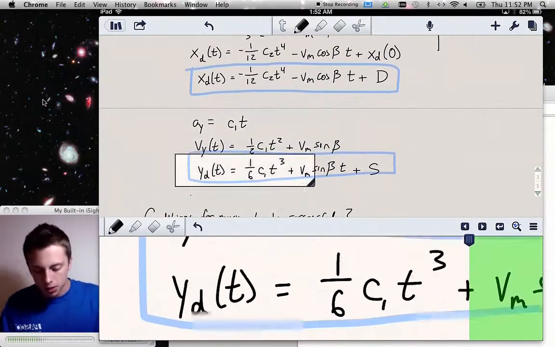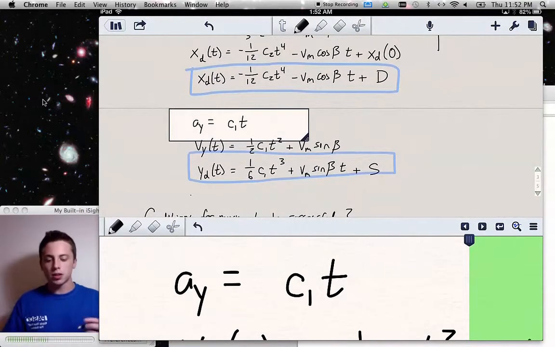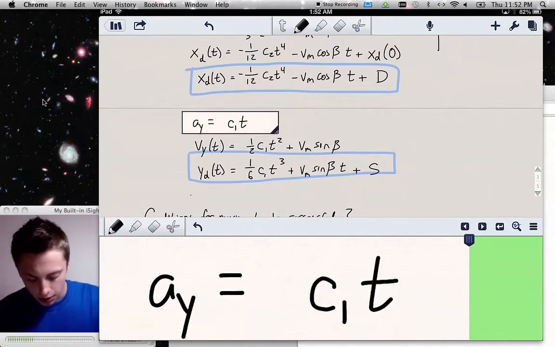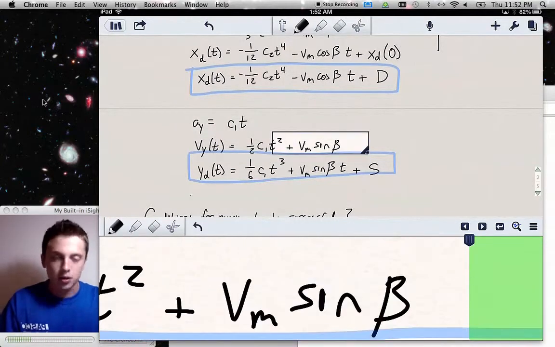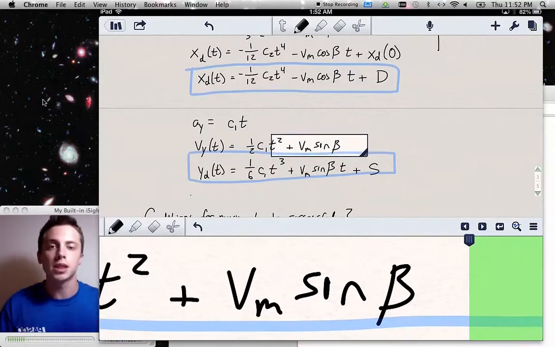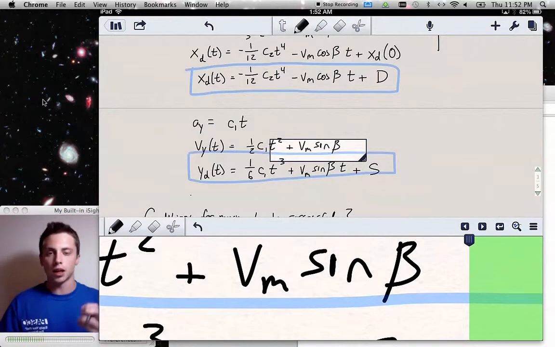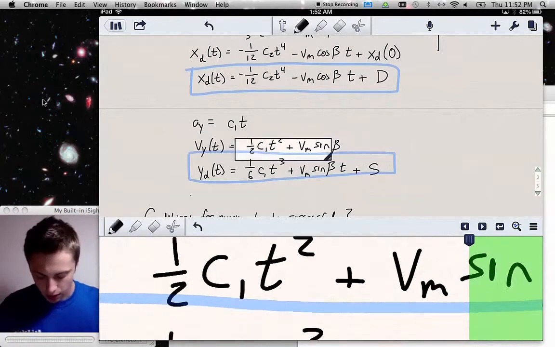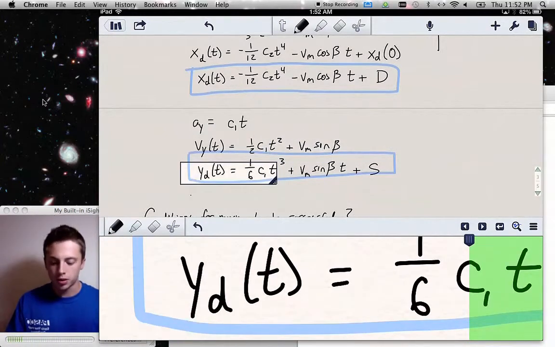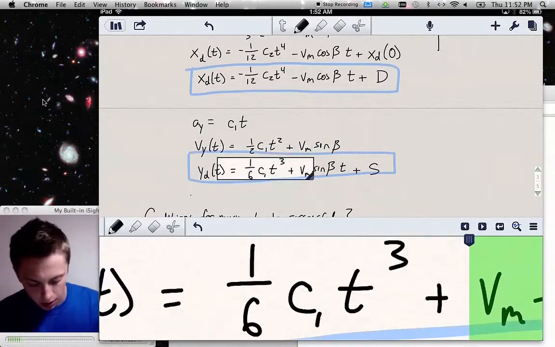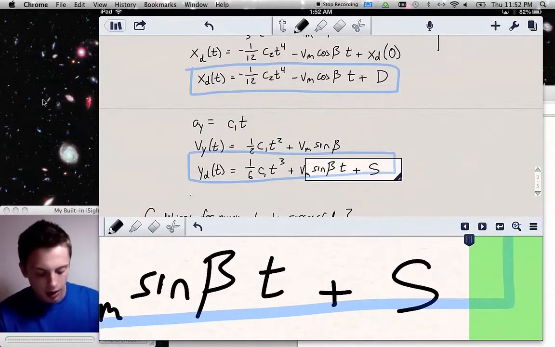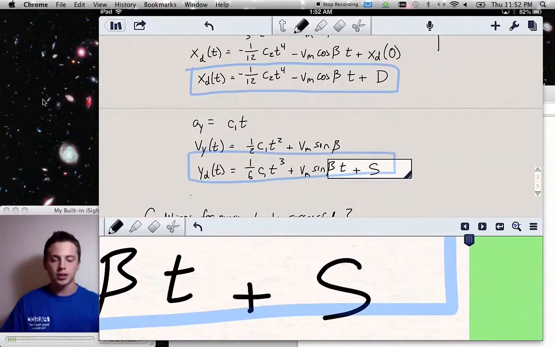For the y coordinate of the drone, we have to start with the acceleration in the y direction and integrate once. Our initial y velocity is Vm sine beta, and it's positive, as we described above. And the y coordinate of the drone is obtained by integrating each term here. And this constant of integration is going to be s. Make sure you understand that. If you've been following along so far, you'll understand why this is s.